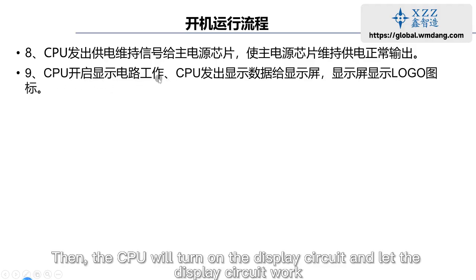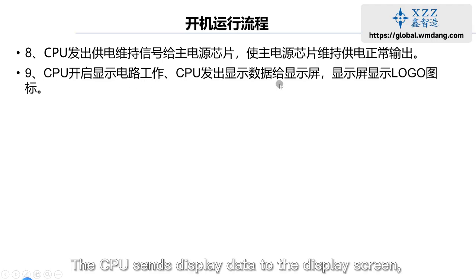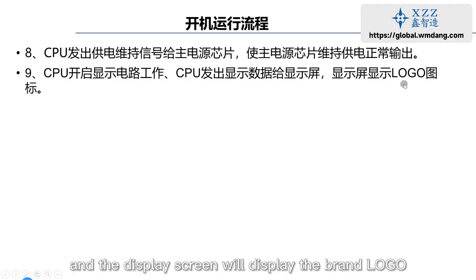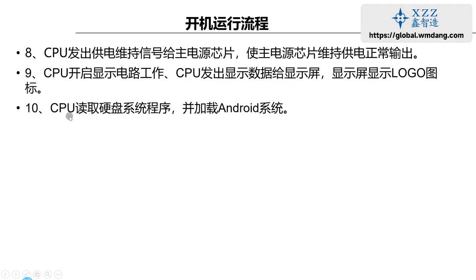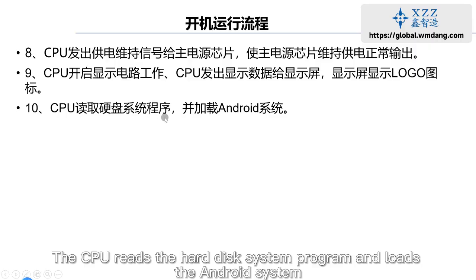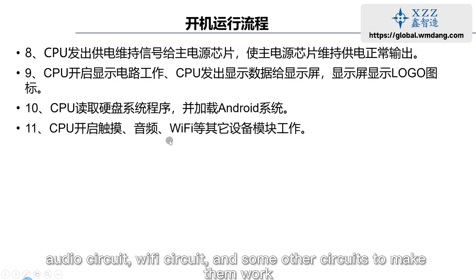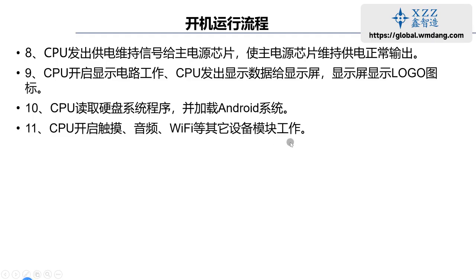Then the CPU will turn on the display circuit and let the display circuit work. The CPU sends display data to the display screen, and the display screen will display the brand logo. The CPU reads the hard disk system program and loads the Android system. Next, the CPU turns on the touch circuit, audio circuit, Wi-Fi circuit, and some other circuits to make them work.